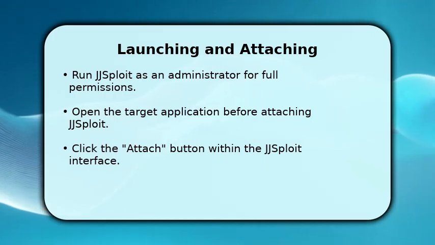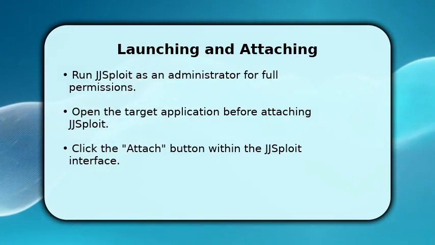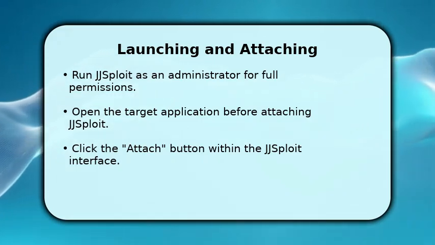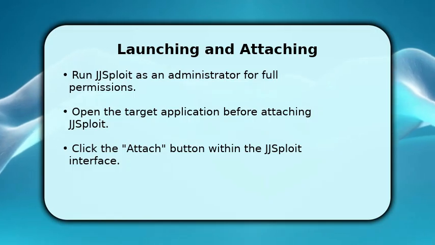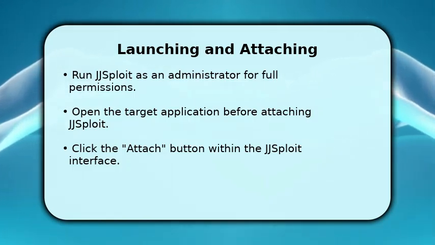Before clicking Attach, make sure your target application is already open and running. Then, simply click the Attach button within the JjSploit interface. This action connects JjSploit to the running application, allowing it to interact with it effectively.